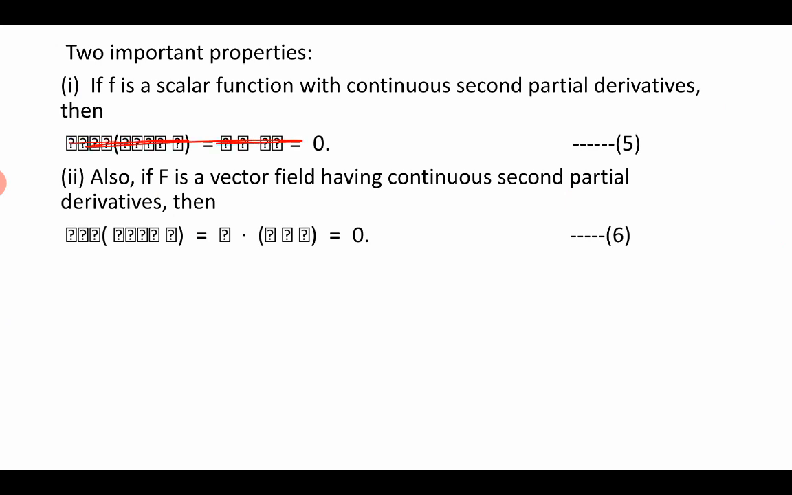I will write it down here, which is the curl of a gradient of f, which is del cross del f. F is scalar. In this case, f is given, so I can take f. Del cross del f is equal to 0.